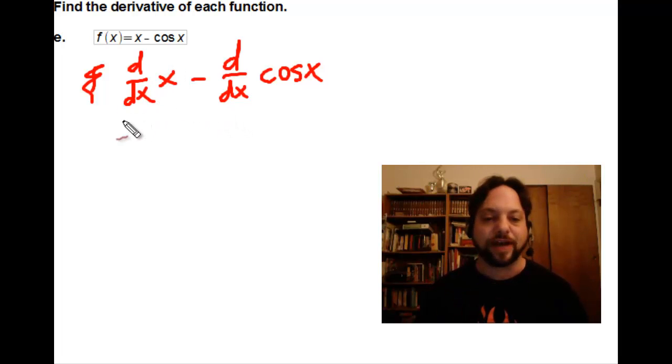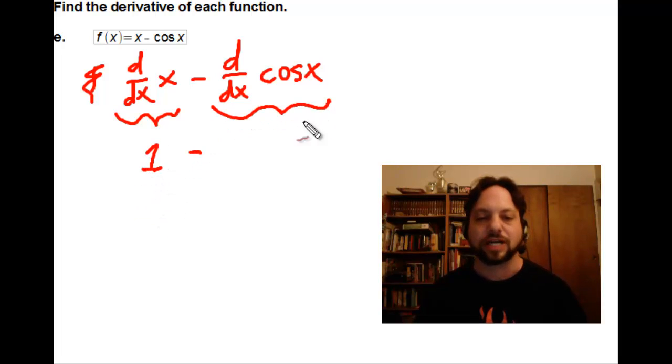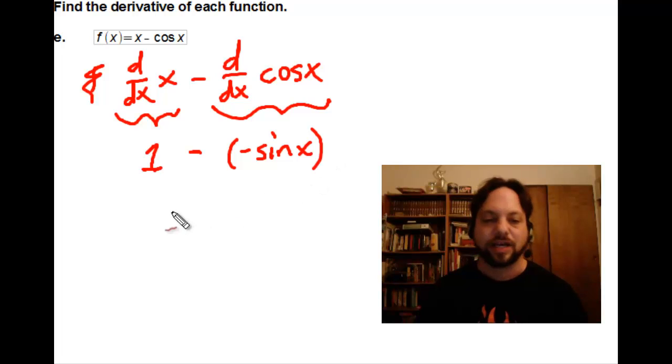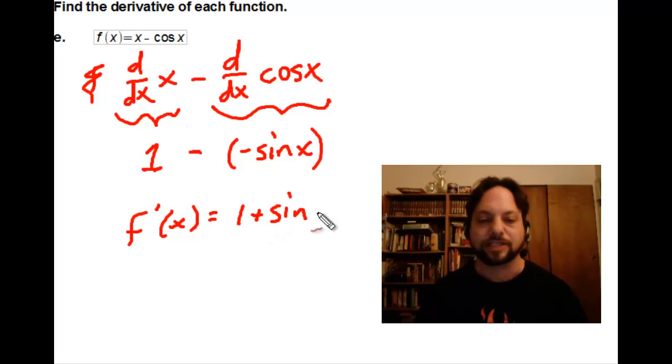So the derivative of x, as we've already discussed, is simply just 1. And the derivative of cosine, if you look back at your trigonometric rules, is actually negative sine of x. And so our final derivative of this function is actually going to be 1 plus sine of x.